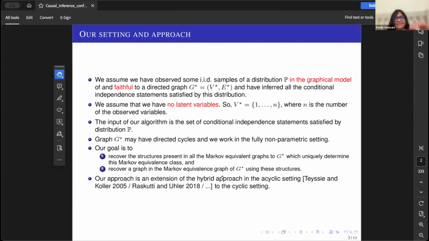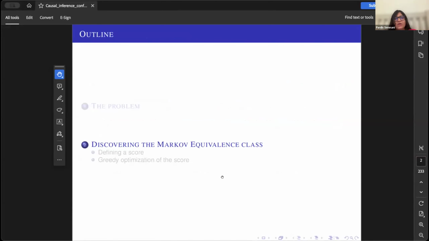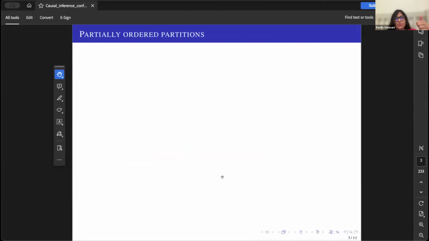So I guess that's the high-level overview that I just wanted to give about this algorithm, and then a little bit more detail. So basically, for discovering the Markov equivalence class, we consider certain objects, and we assign a score to each object, and we do it nicely so that whatever object optimizes the score actually characterizes our Markov equivalence class too. So the first question is, what are those objects? Those objects are partially ordered partitions. And to explain why we consider this, we should make a simple observation here.